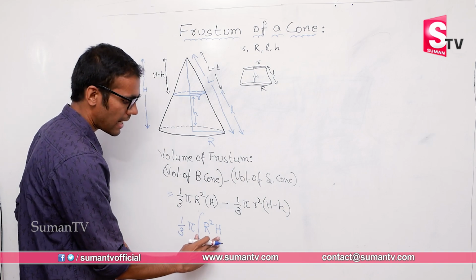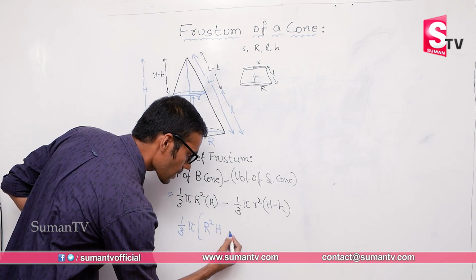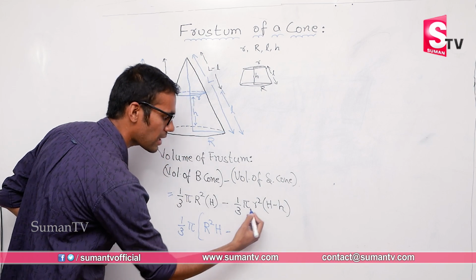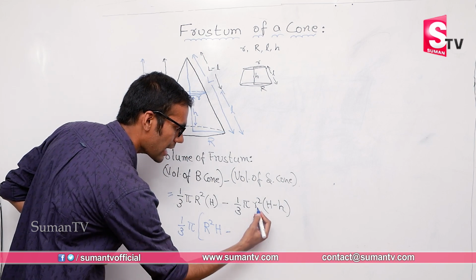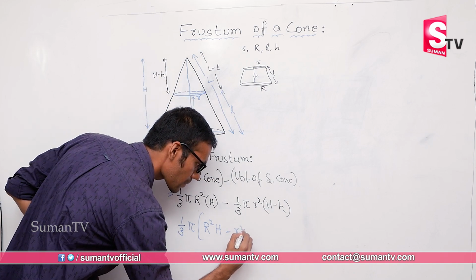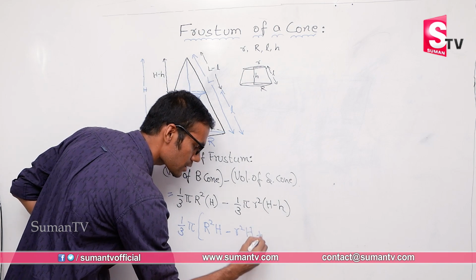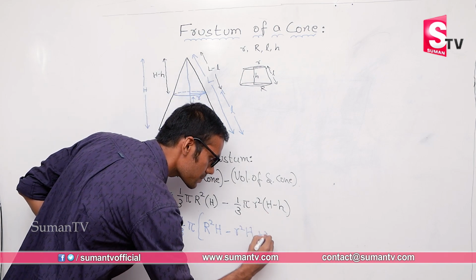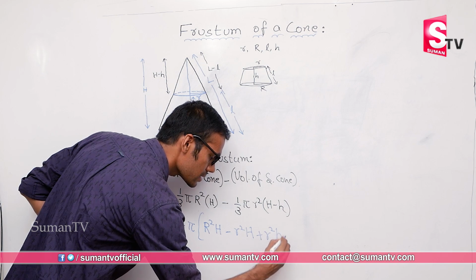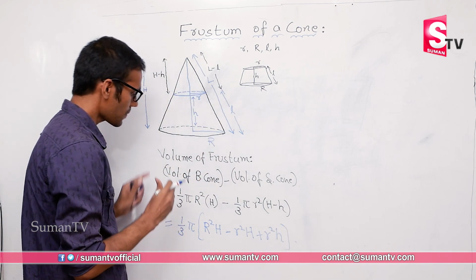Please make note of the capital H and small h wherever it is possible. So capital R square h minus, I have already taken 1 by 3 pi common, and I'll be left with r square capital H. R square capital H minus into minus will be plus, so it will be r square small h. R square and small h. So this is the volume of the frustum.